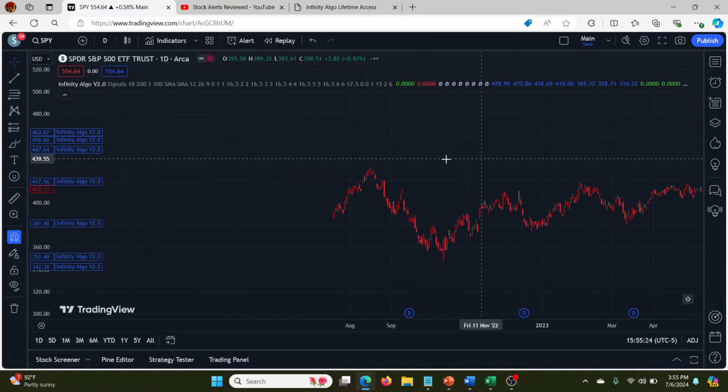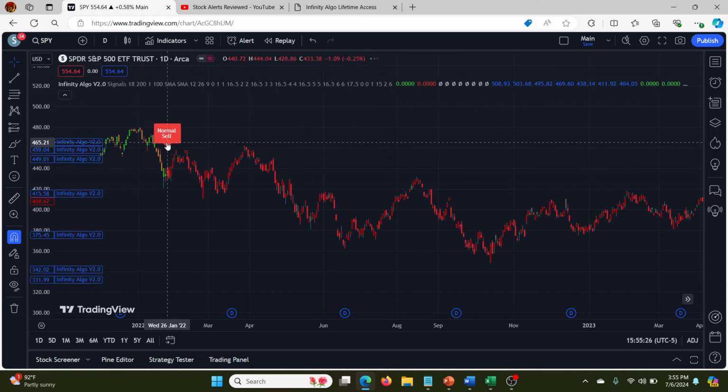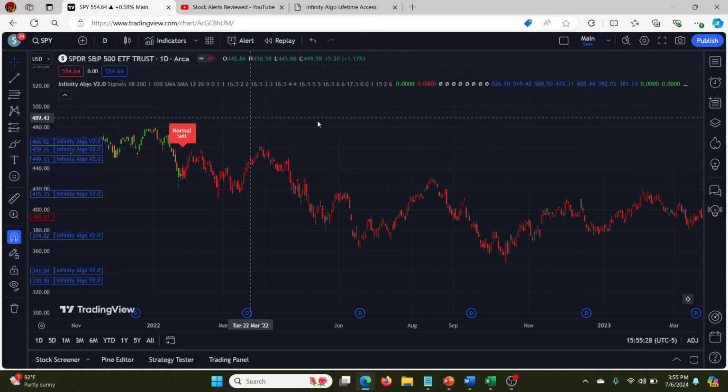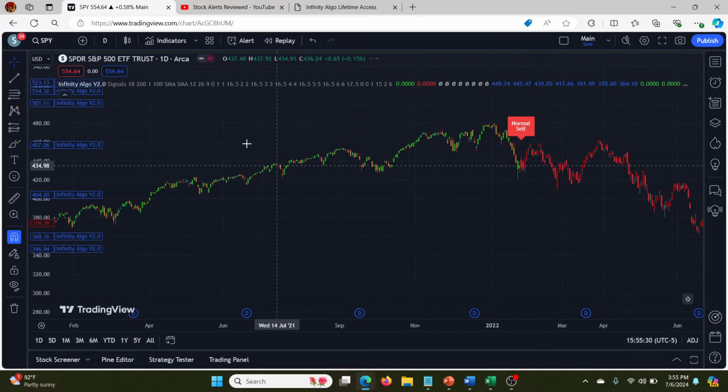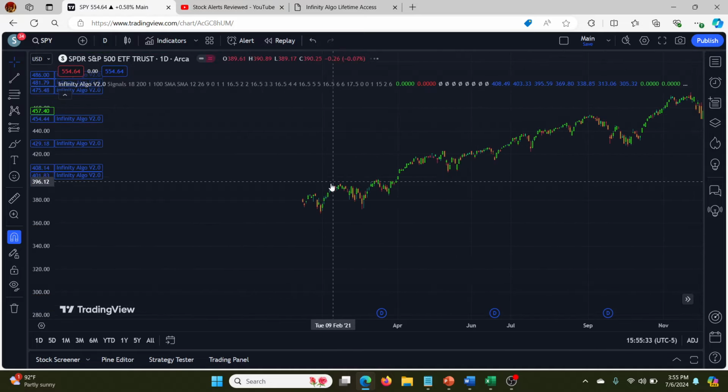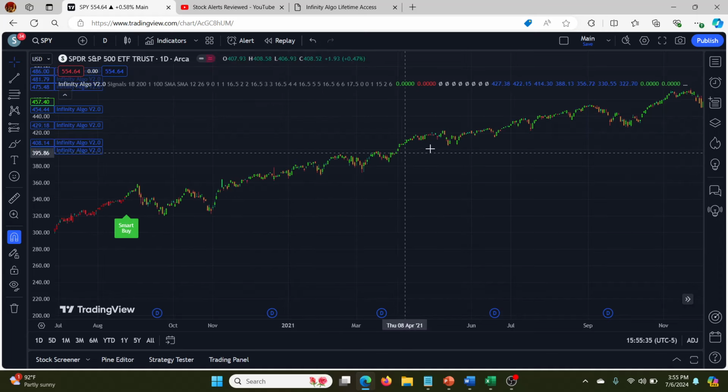It's just kind of looking back here. And then so normal sell here, obviously that worked as well really nicely. Most of these trades have been working fantastically, so here's another buy. So you can see that high win rate's definitely true, and you're getting these long runs over months where you're just holding this thing really nicely.